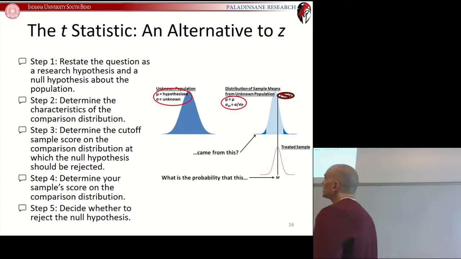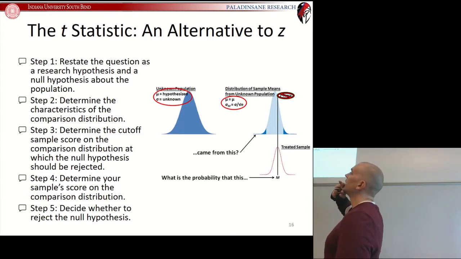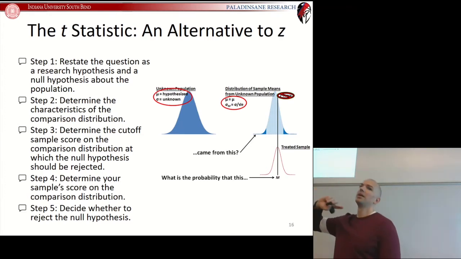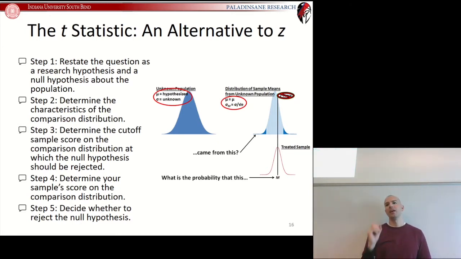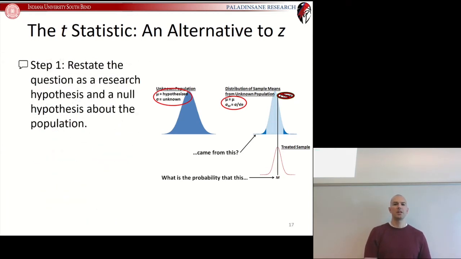So just to put any worries you might have to rest, most of this is not going to change at all. And the stuff that does change is going to change a little bit. So for example, out of our 5-step hypothesis testing procedure, step number 1, restating the question as a research hypothesis and a null hypothesis about the population. That's not going to change. So everything you learned before, keep doing it. It's the exact same thing. Restating the question as a research and null hypothesis has not changed.